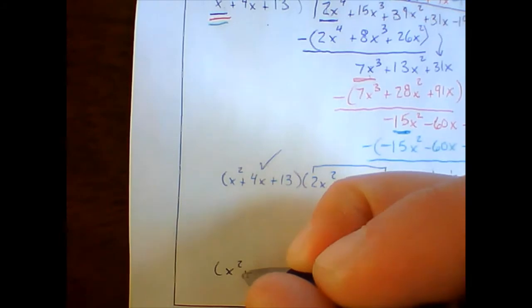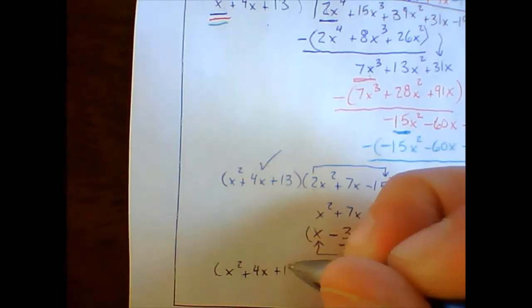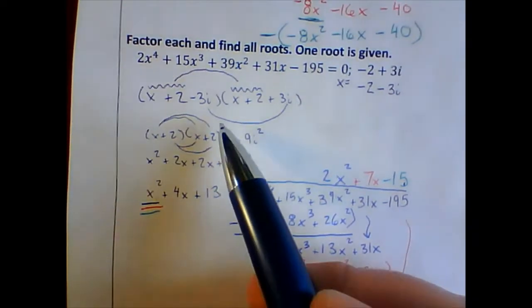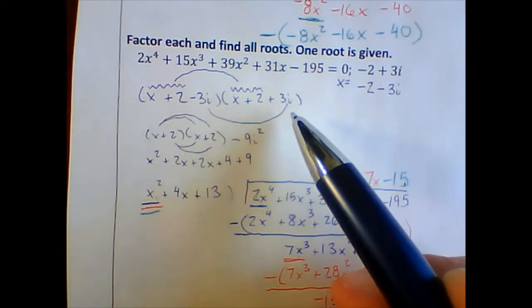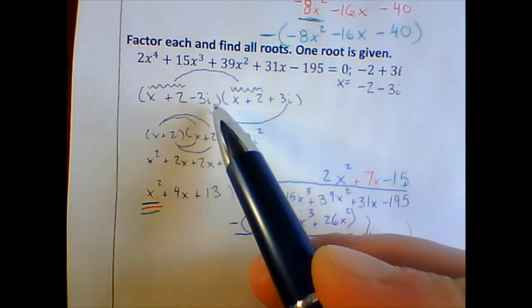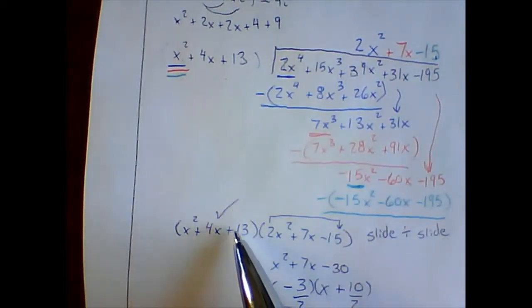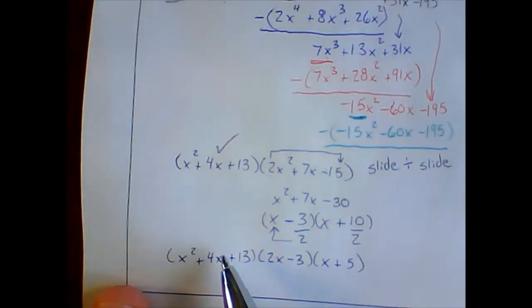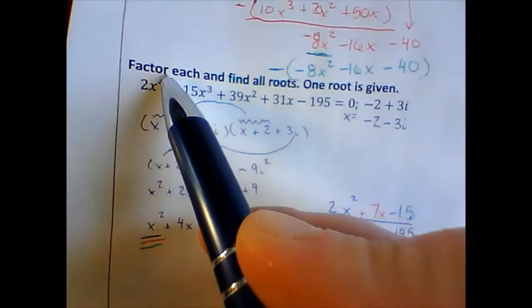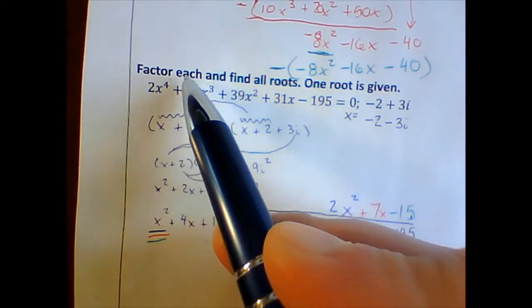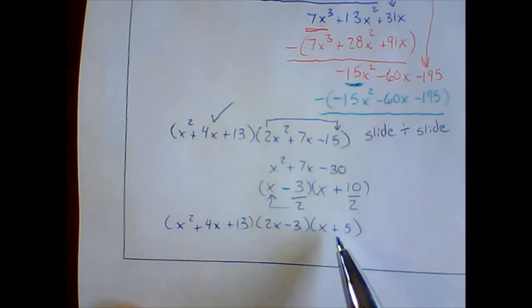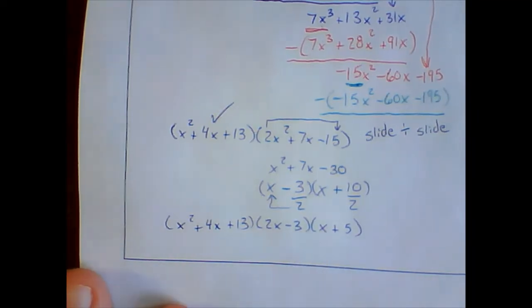We're going to bring down x squared plus 4x plus 13. He doesn't factor anymore. His original factoring contained i's, and you don't want your factors to contain i's. So this one does not factor unless you want to get i's involved. So this is the complete factoring, which was part of our instructions, to factor the polynomial. There's the one that doesn't factor anymore, and then the last two that we factored with slide divide.